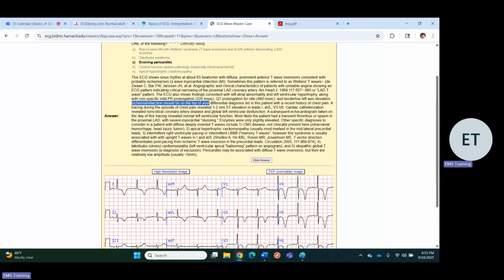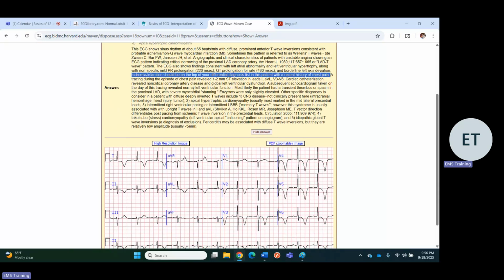Ischemia, infarction should be at the top of your differential diagnosis in the patient with recent chest pain. Yep, we said that. We said if they're unresponsive, it's cerebral, and if they had chest pain, it's Wellens. A tracing during the episode of chest pain revealed 1 to 2 millimeters of ST elevation in aVL, they need a CABG. Cardiac catheterization revealed non-critical coronary artery disease and global left ventricular dysfunction.